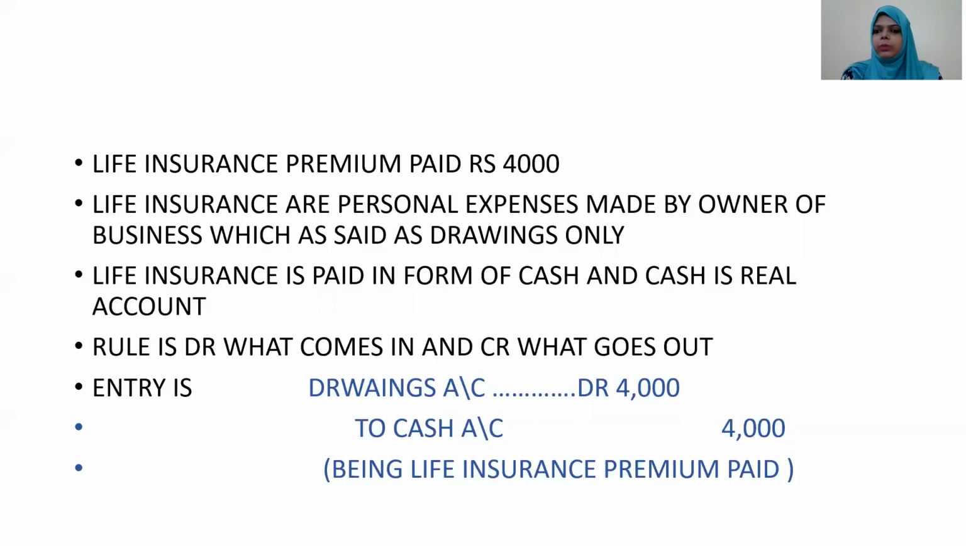Obviously, life insurance premium is paid in the form of cash or cheque, but here it is already written as rupees 4,000, meaning cash is paid rupees 4,000. So to cash account, what goes outside the business? And firstly, drawings is a personal account, so debit the receiver and credit the giver. Who is receiving? Drawings account is receiving. Drawings account debited to cash account. What goes outside the business? Cash is going outside the business. 4,000 being life insurance premium paid.